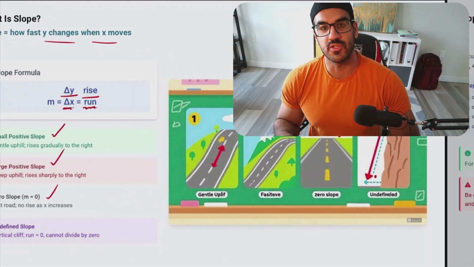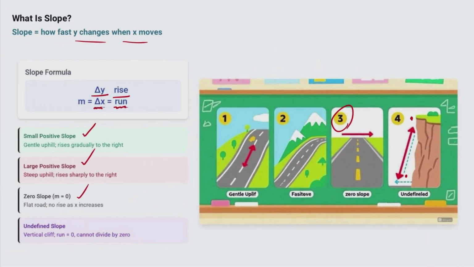So right now we talked about 4 different slopes. Again, we have the gentle one, we have the large one, we have the zero, and we have the undefined one.